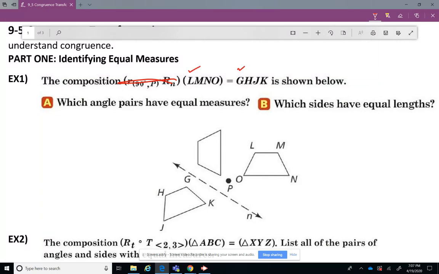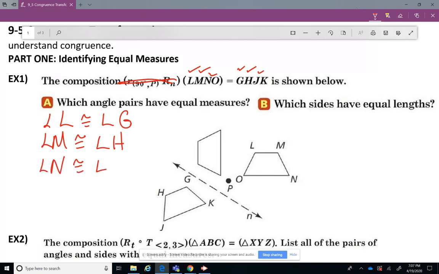L and G. Angle L is congruent to angle G. M and H. Angle M is congruent to angle H. N and J. Angle N is congruent to angle J. And O and K. Angle O is congruent to angle K. Which angle pairs have equal measures? Check. Which sides have equal lengths?